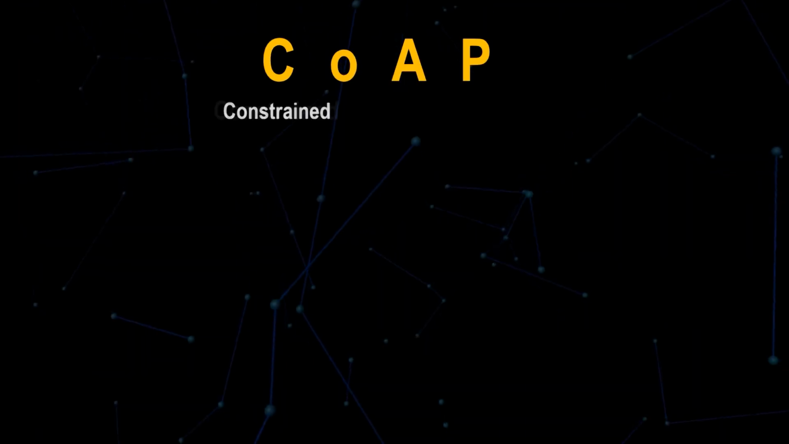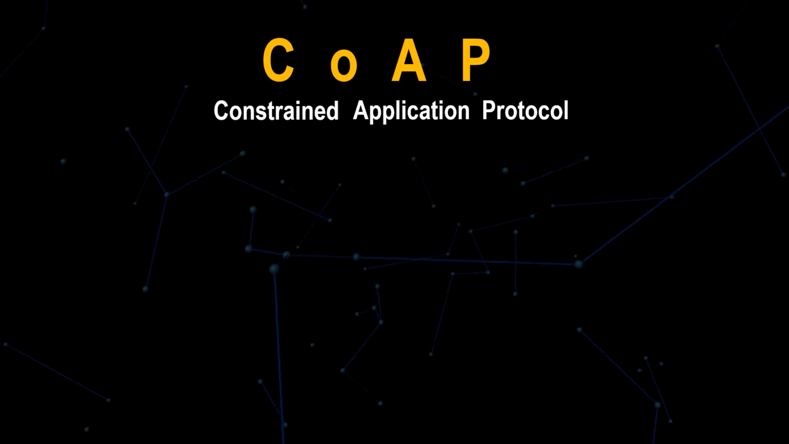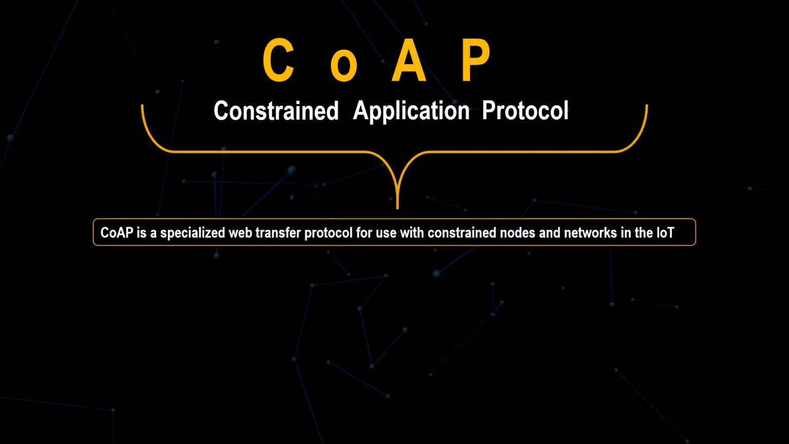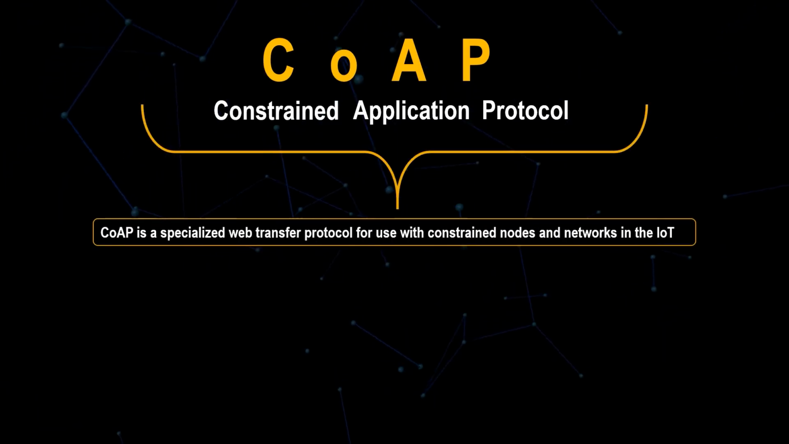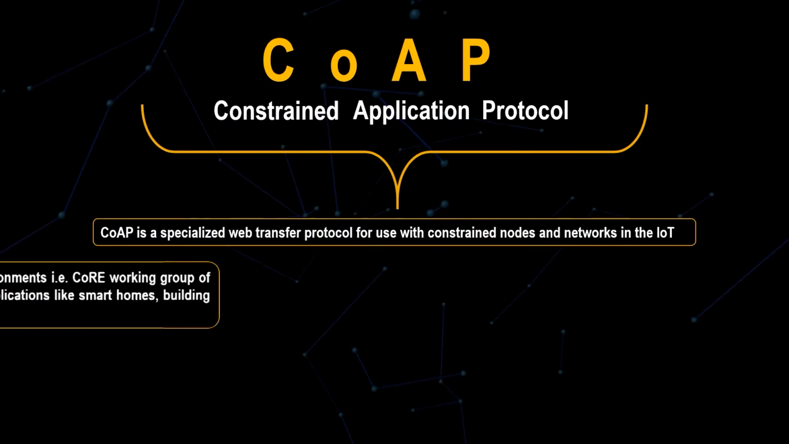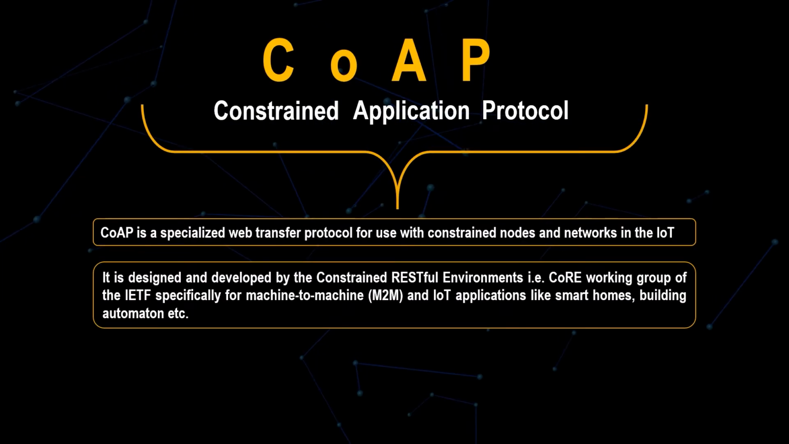Our last protocol in this discussion is the application layer protocol, often called the web protocol for IoT, that is the CoAP, the constrained application protocol. CoAP is a specialized web transfer protocol for use with constrained nodes and networks in the IoT. It is designed and developed by the Constrained RESTful Environments, that is CoRE working group of the IETF, specifically for machine-to-machine and IoT applications like smart homes, building automation, etc.